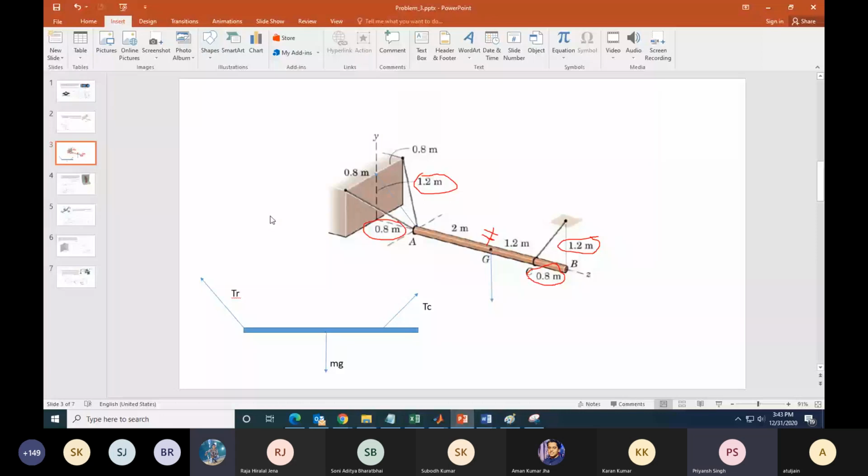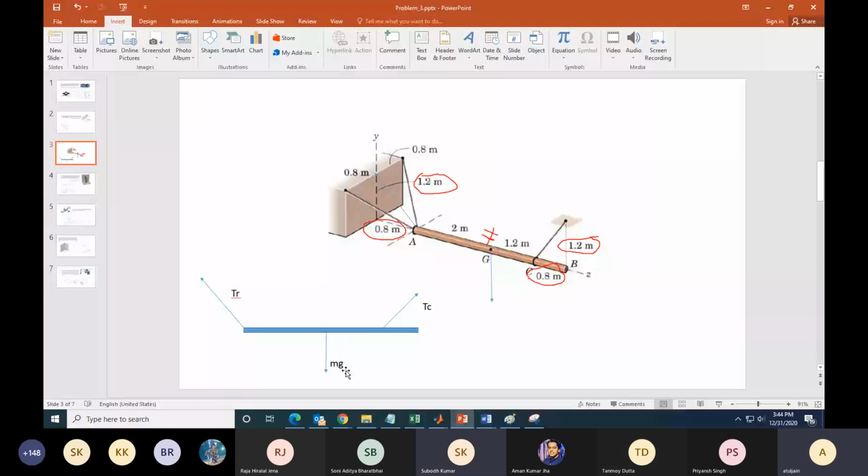Sir, I have a question. If the string had been at equal distance from G, then it would have been in equilibrium, right? It might or might not have been in equilibrium. Then you'd have to do something else. Yes, it could have been. Yes, then it can be in equilibrium.